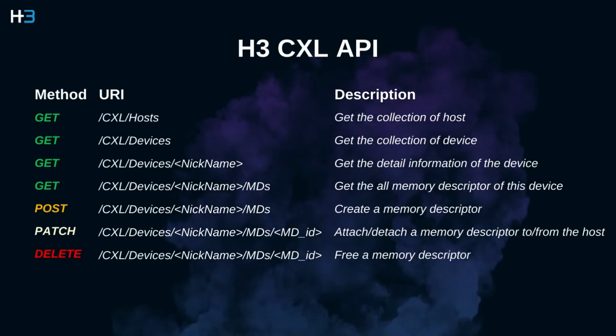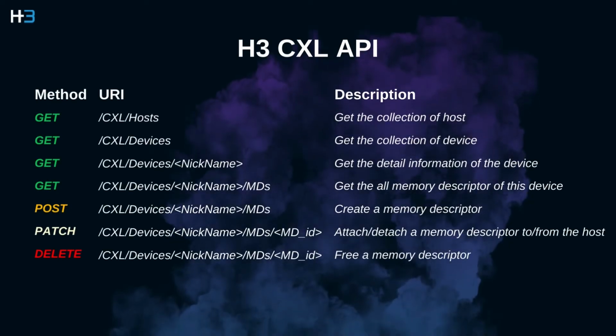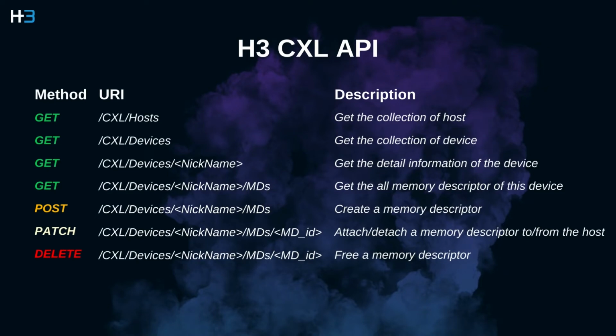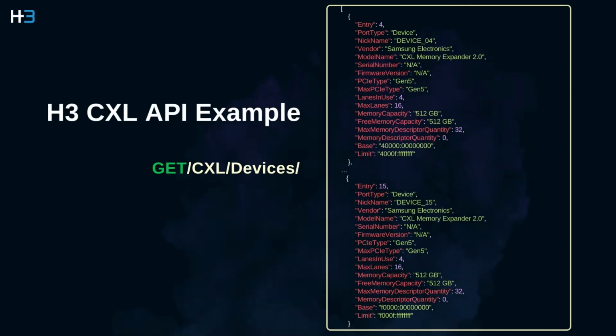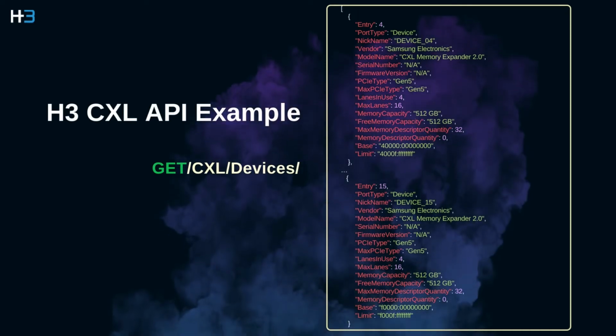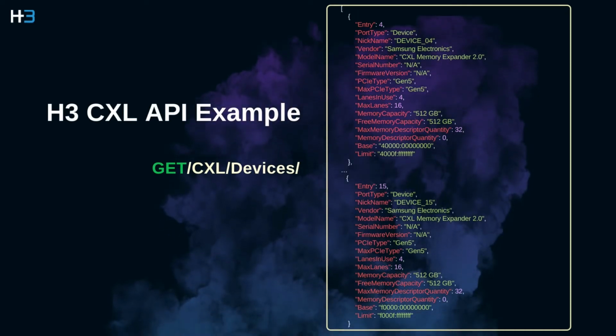H3 provides a complete API list for orchestration integration. It's easy for data centers to manage the CXL memory pooling by using API. Here is an API example. This example is to get the memory property of all memory modules. You may pause to have a close look.